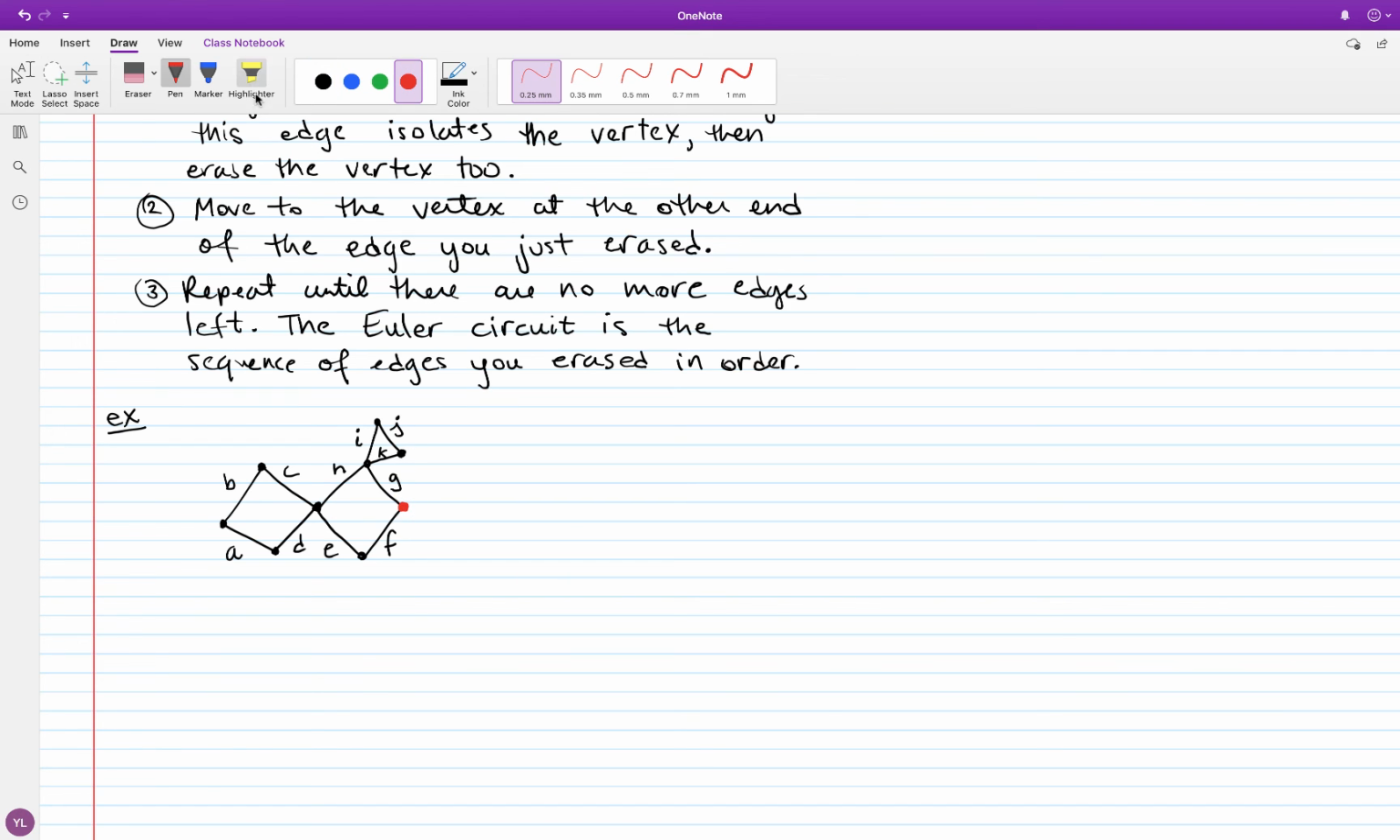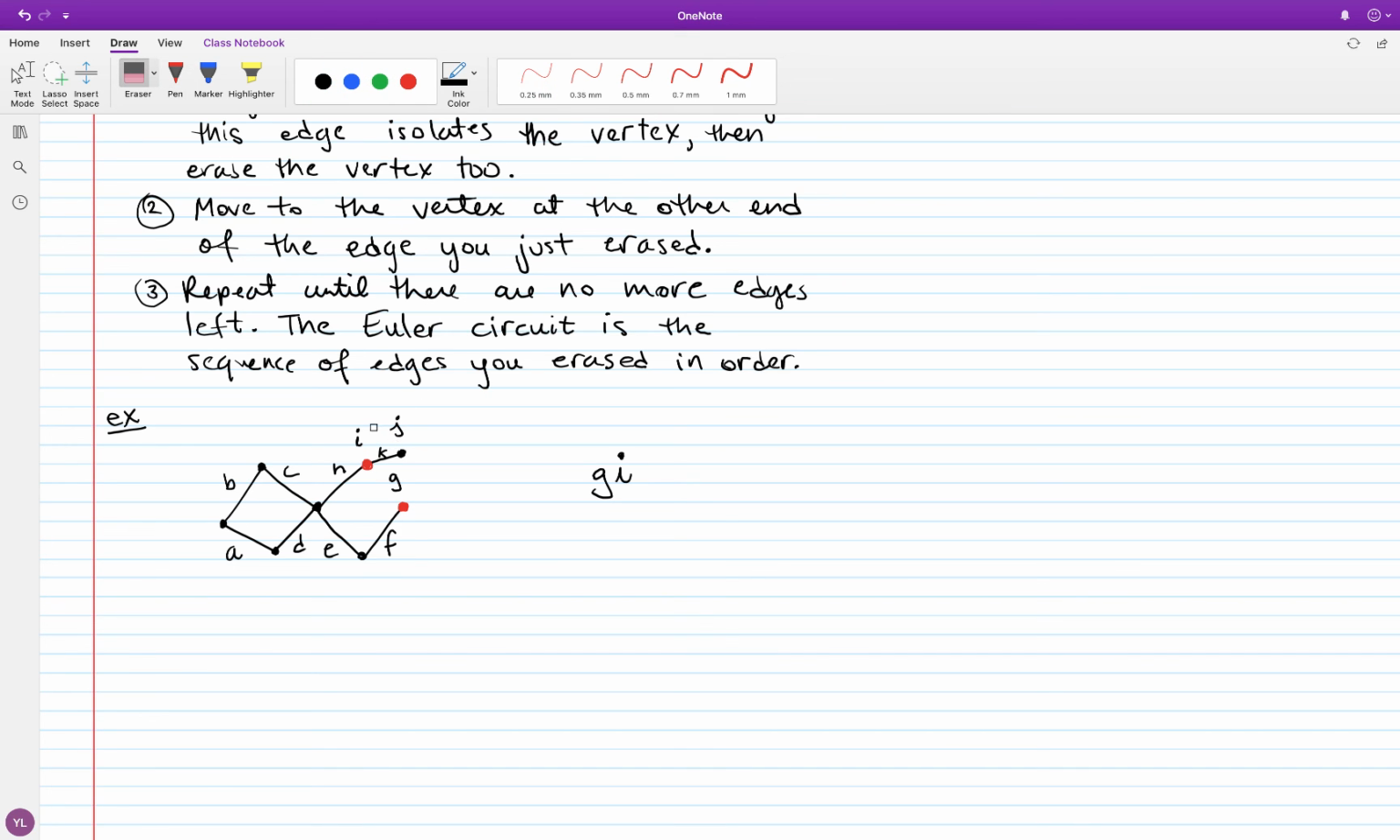I'm starting at this red vertex over here to the right, and I'm choosing the non-bridge G as my first crossing, and that makes me arrive at this next vertex. I'm going to choose the non-bridge I to cross there. And now at this vertex right here, I'm forced to cross a bridge. That's fine. I'll erase the bridge and notice that that vertex is now isolated, so I erased it as well.